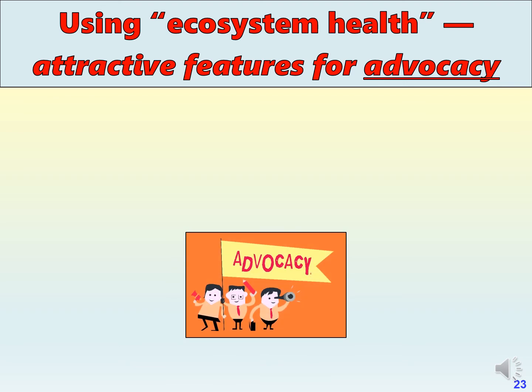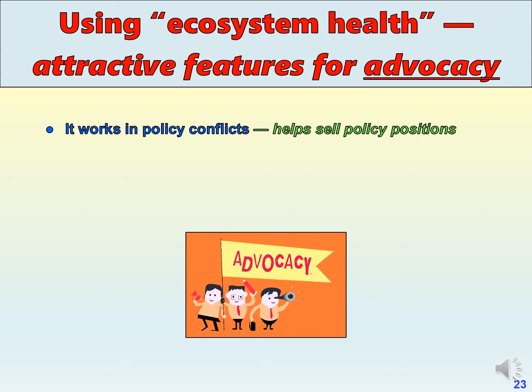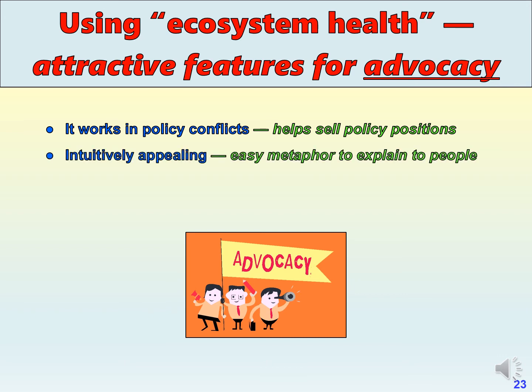What are the attractive features of using ecosystem health in advocacy? First, it works in policy conflicts. It helps sell preferences. When you say your position is healthy, that sounds like a good thing. People's instinct is, let's go with it. It's also intuitively appealing because it's an easy metaphor to explain to people. Everybody knows about healthy humans, and so if you apply that to ecosystems, the same idea must be good.